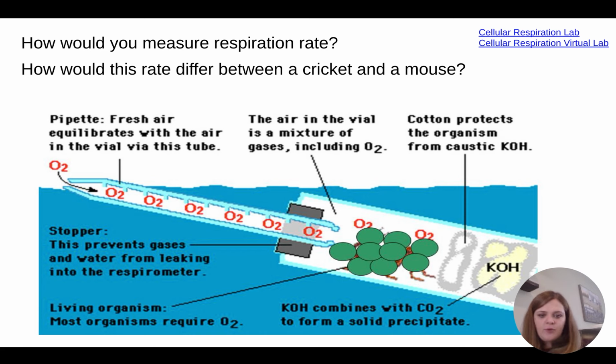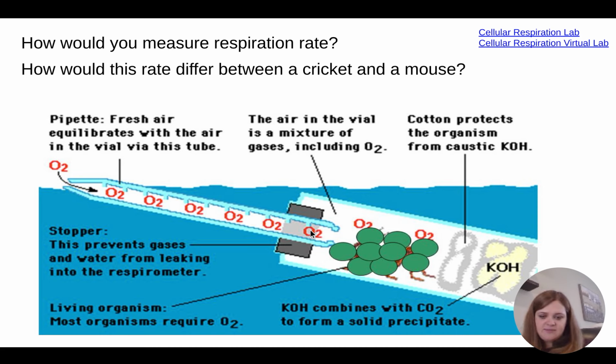So we can see here that with the respiration rate in this little diagram, basically they're trying to capture the amount of oxygen that is used. So you can see that the fresh air is allowed in. Sorry, they're not capturing oxygen. They're letting the oxygen into this tube. And then we're going to see what is produced here.